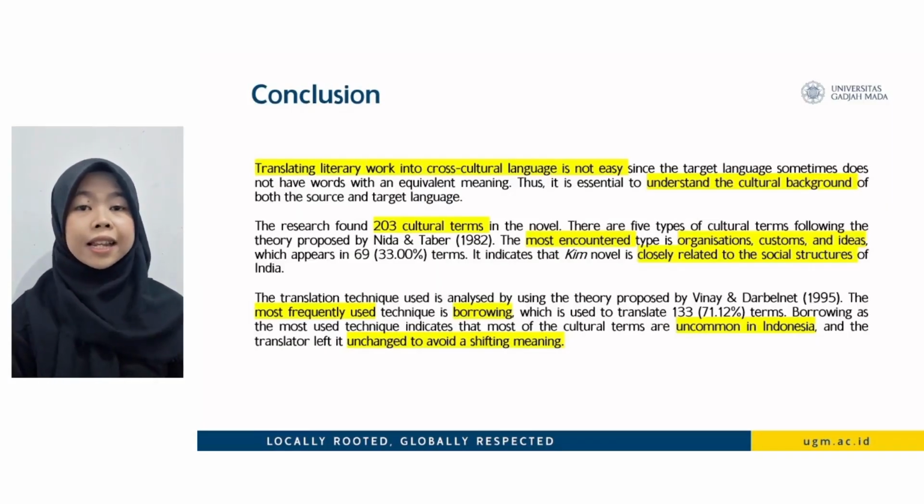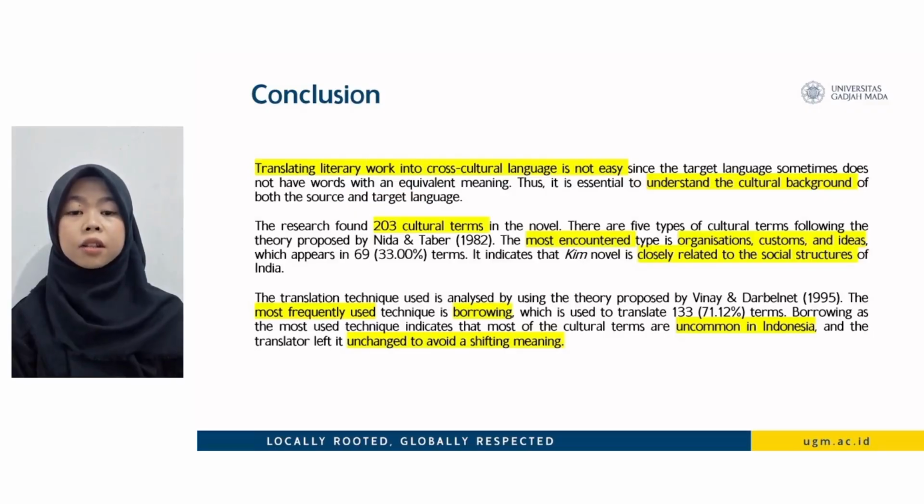Conclusion. Translating literary work into cross-cultural language is not easy, since the target language sometimes lacks words with equivalent meaning. Thus, it is essential to understand the cultural background of both the source and the target language. The study found 203 cultural terms overall, with the most encountered type being organizations, customs, and ideas, since this novel is set in socially structured circumstances. In translating those cultural terms, the translator used borrowing far more than the other techniques to avoid a shifting meaning.